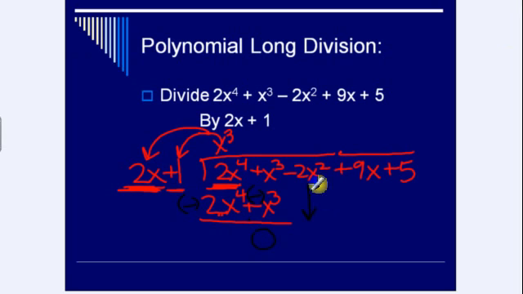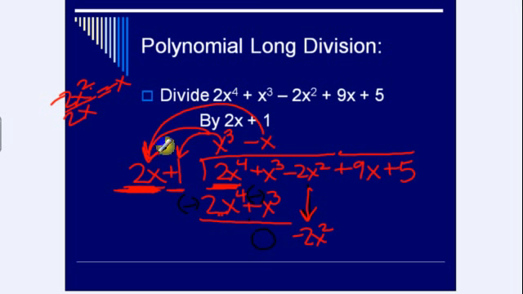So let's bring down that minus 2x squared. And now I need to see how many times does 2x go into negative 2x squared. Well, a negative 2x squared divided by 2x would just equal negative x. Or again, I can think of it as negative x times 2x would equal negative 2x squared. So that minus x I'll put up here. And now I need to multiply it through to the 2x and the 1. And their product goes over here.